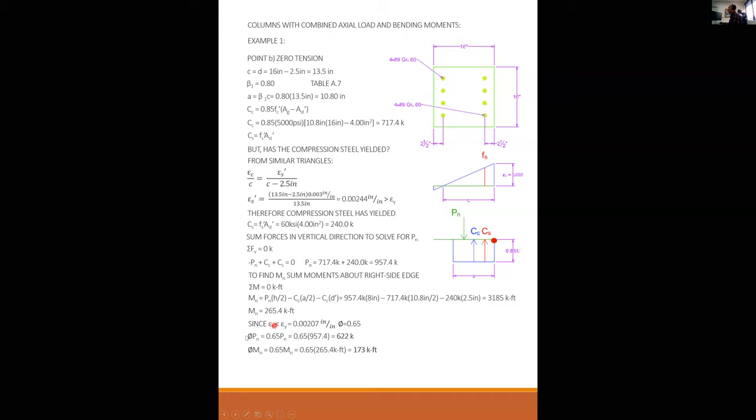Please catch this: we always use the same phi factor for both of these components. You never put 0.65 on the axial load and 0.9 on the moment. It's always the same phi because it's the same behavior. So phi Pn and phi Mn both use 0.65, because the strain in my tension steel is not more than the yielding strain in tension. Okay, so that's point B. Any other questions on point B?